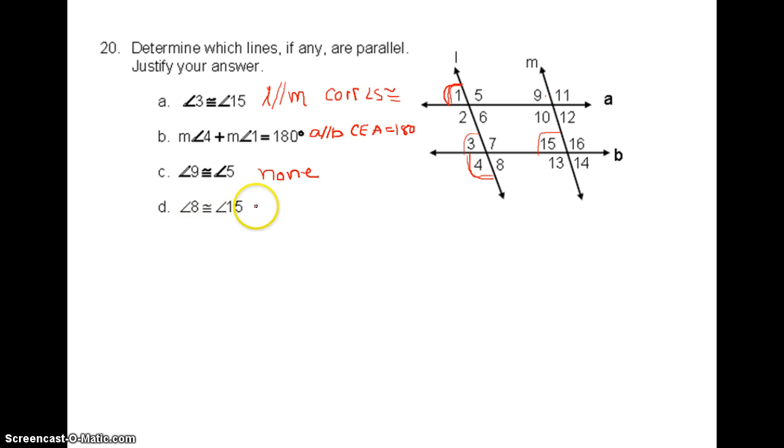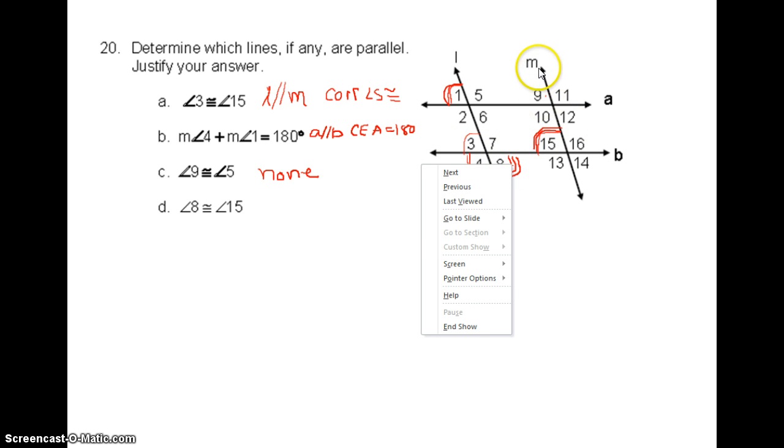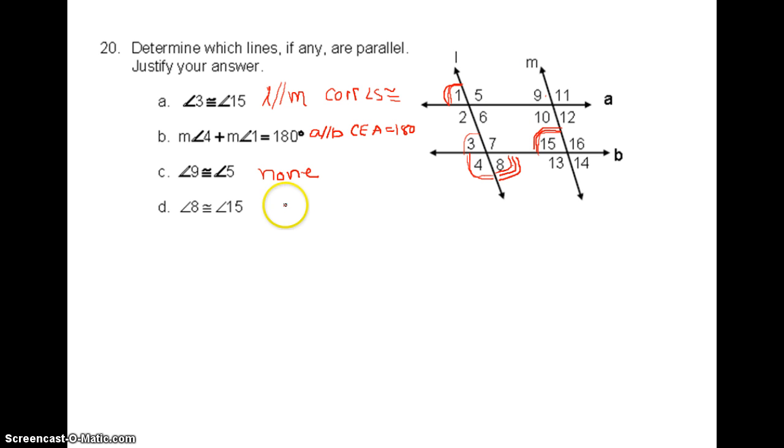And angle 8 is congruent to 15. We've got 8 here. I'll put 3 loops on that. It's congruent to 15, 2, 3. So these are congruent. This would be the transversal, and it would be lines L and M. These are alternate interior angles. So L is parallel to M, alternate interior angles, AIA, congruent.